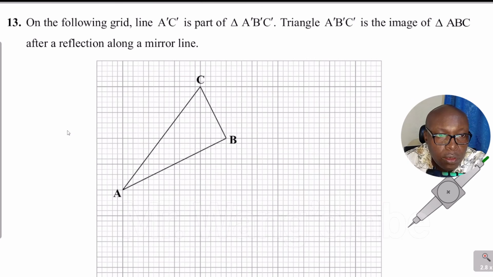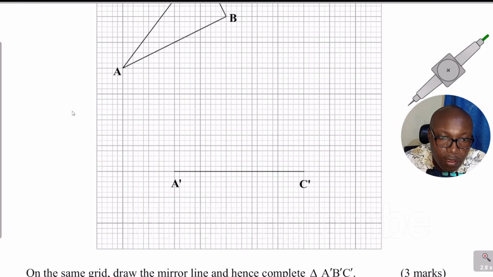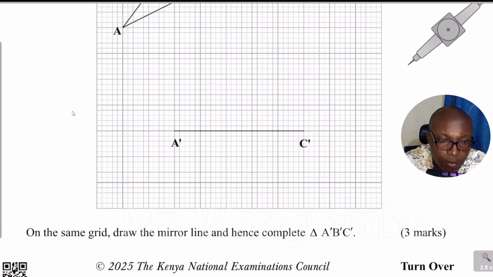Question 13. On the following grid, line A prime C prime is part of triangle A prime B prime C prime. Triangle A prime B prime C prime is the image of triangle ABC under a reflection along a mirror line. So you can see the ABC is there, then A prime C prime is there. On the same grid, draw the mirror line and hence triangle A prime B prime C prime.